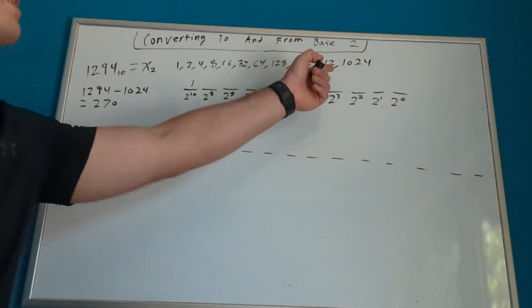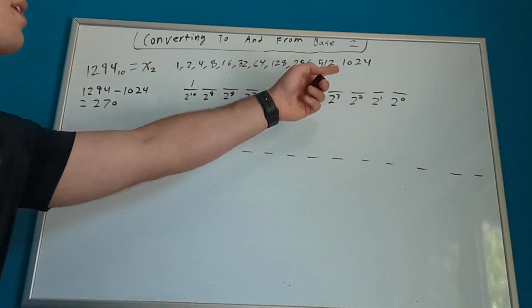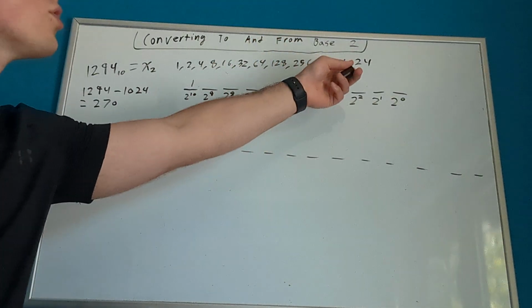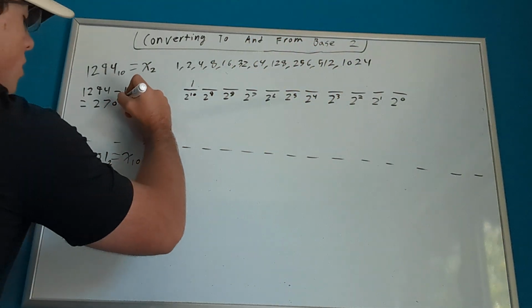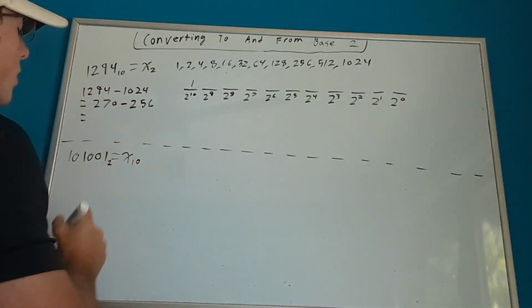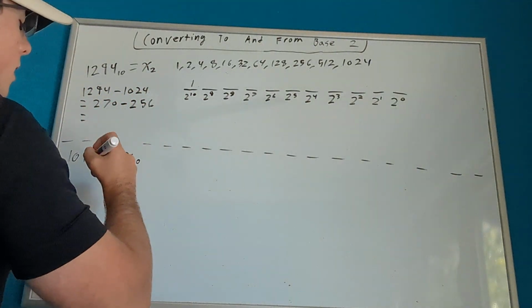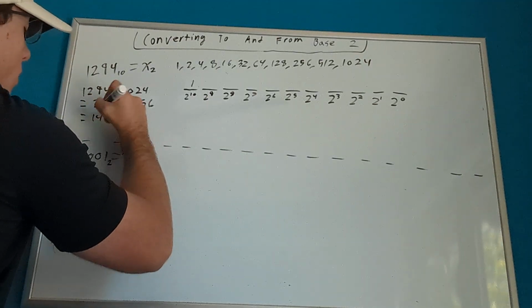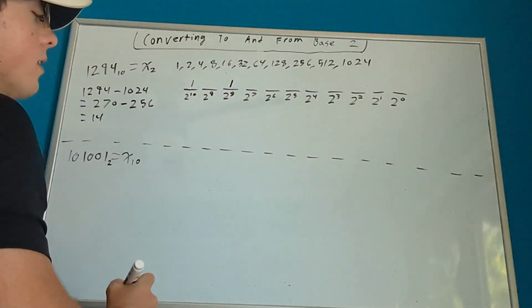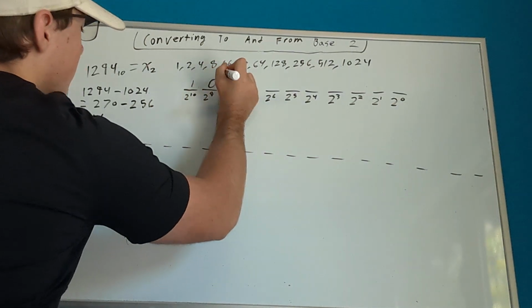270. Now what's the next greatest power of 2 that goes into this? Well, it's 256, which is also 2 to the 8th. So we subtract 2 to the 8th, or 256, and we're left with what? This becomes 14. And we note we only subtracted off one 2 to the 8th, and we skipped a 2 to the 9th, so that becomes 0.